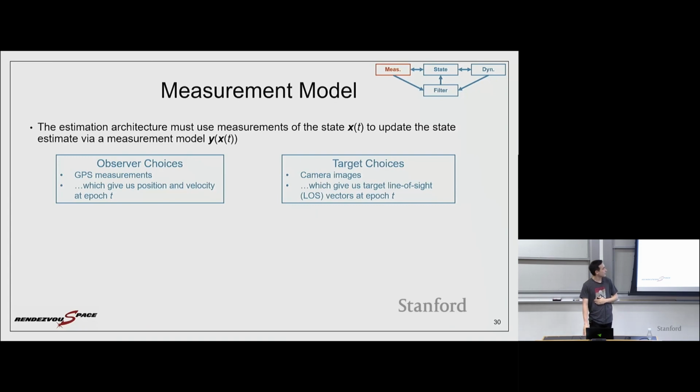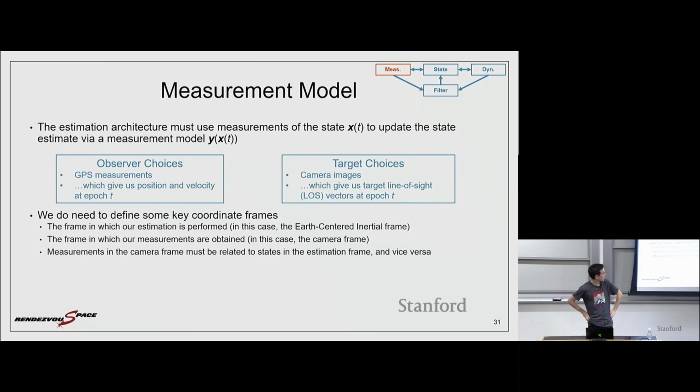Okay, so next is the measurement model, which is perhaps the most important here in terms of the definitions. In terms of the choices, there isn't really too much to work with. For simplicity, I'm going to assume the observer has access to GPS or some kind of external source which allows it to know its own absolute orbit. But for the target, we've already chosen that we're going to use camera images for navigation, which give us the target line of sight vectors or bearing angles.